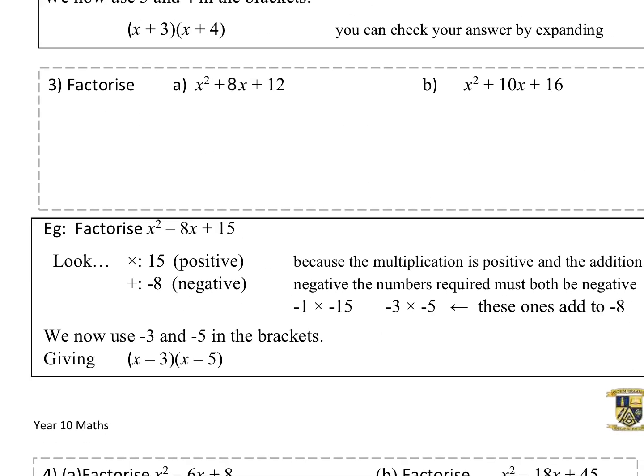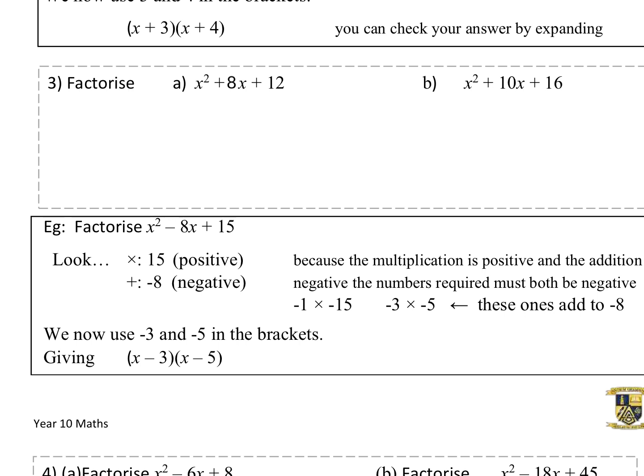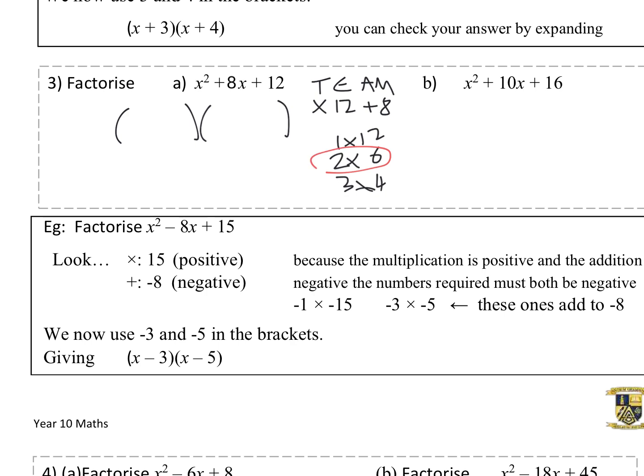Let's have a go at example 3. We've got x squared plus 8x plus 12. There's no common factor, so it's not a single bracket, it's a double bracket. And we're looking for numbers which times to give the end, times to give 12, and add to give the middle, so they have to add to give 8. You might get it straight away. If you can't, just go through the multiplications of 12: 1 times 12, 2 times 6, 3 times 4. And the combination which adds to give you 8 is 2 times 6.